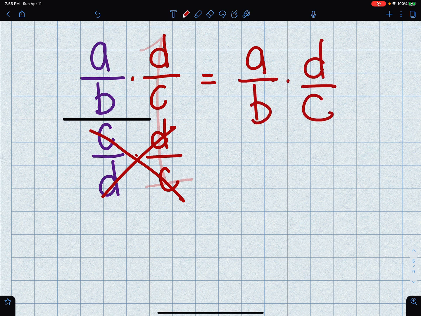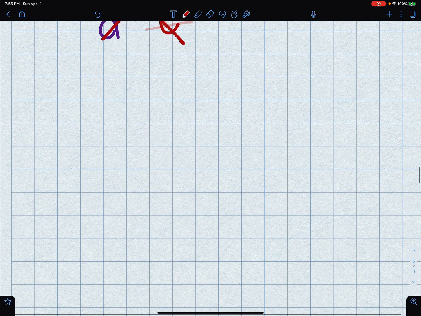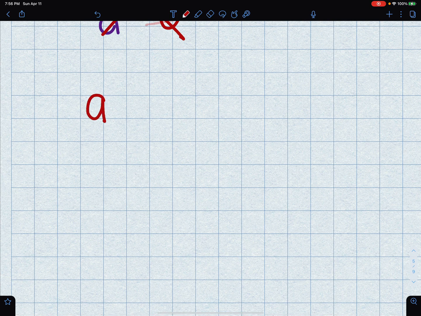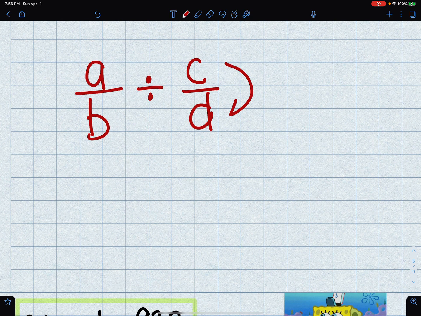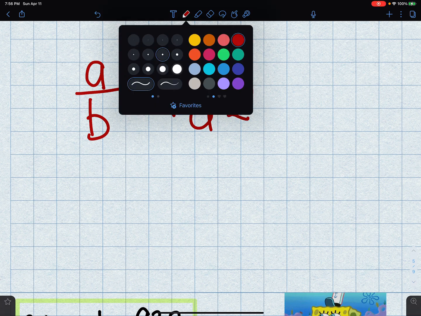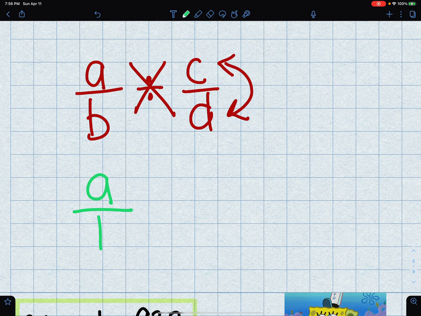But you don't have to remember all of that. All you have to do is think. And when you've got a over b divided by c over d, what you can do is change this division problem into a multiplication problem. And to do that, you switch the numerator and the denominator, and you change the divide into a multiply. So you end up with a over b times d over c.